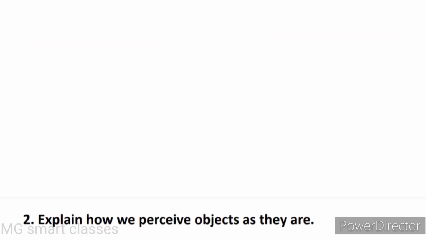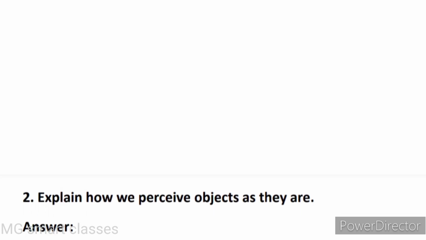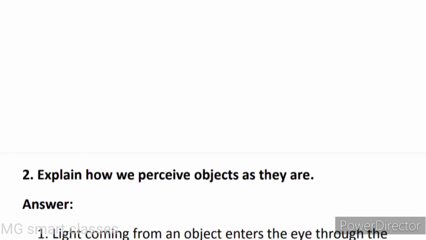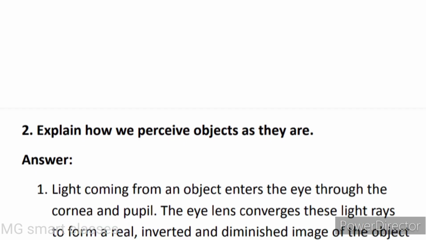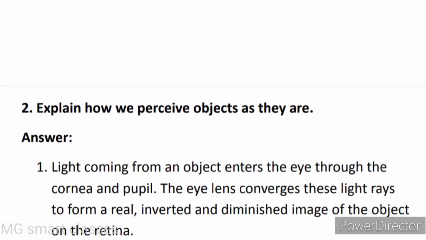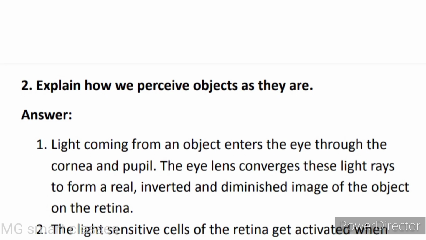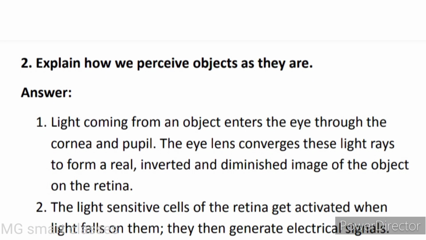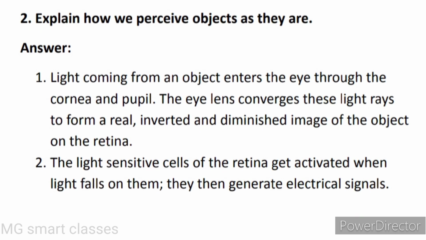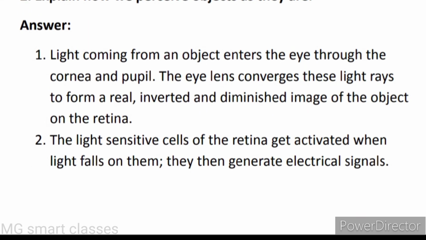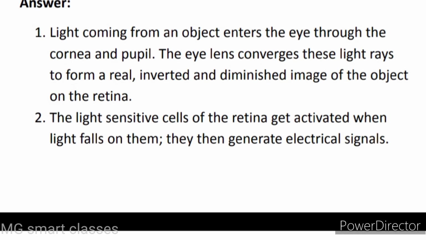Question number 2. Explain how we perceive objects as they are. Answer. Number 1. Light coming from an object enters the eye through the cornea and pupil. The eye lens converges these light rays to form a real, inverted and diminished image of the object on the retina. Number 2. The light-sensitive cells of the retina get activated when the light falls on them.